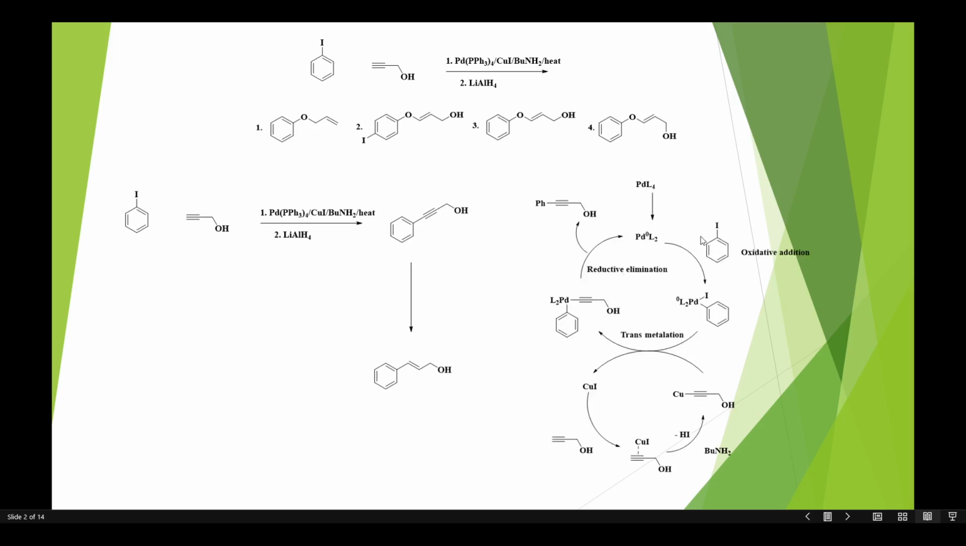The general mechanism is that after the palladium loses two triphenylphosphines, you get the palladium zero species, which will be our most reactive species. After that, whatever aryl halide we have undergoes the oxidative addition reaction, followed by the copper iodide and amine, which help our alkyne for the transmetallation. The copper iodide reacts with our terminal alkyne, and the amine removes the hydrogen ion, that is HI, and you will get the corresponding copper metallic alkyne, which will undergo the transmetallation reaction.